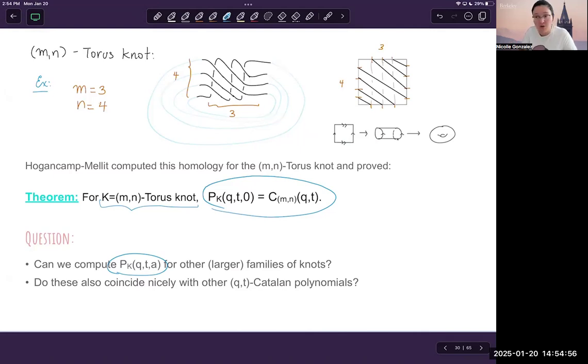Because these were these rational guys where the slope is rational, but you could imagine that the slope could be real. You could imagine that you allow diagonal lines and you talk about Schroeder polynomials. So there are many other generalizations of Catalan polynomials. Are those related to knots at all? So that's what we're going to try to answer today. And the answer is yes.